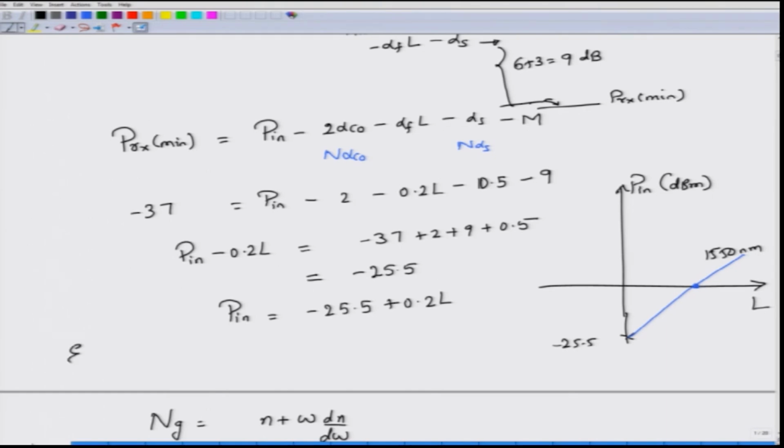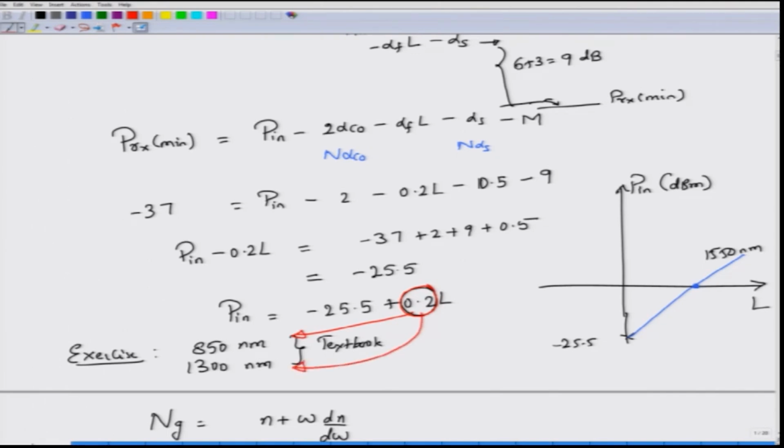Here is an exercise: you can write a small MATLAB program to compute this. Consider the losses for an 850 nanometer fiber and a 1300 nanometer fiber. These values can be obtained from your textbook. Find these values and substitute them into these equations. So what quantity will change? This quantity will change. This would not be 0.2, but rather the value that corresponds to 850 nanometer or 1300 nanometer. And this times L should be equal to this.